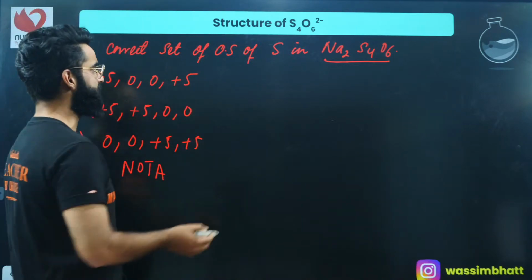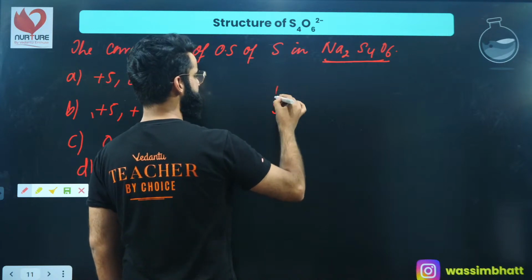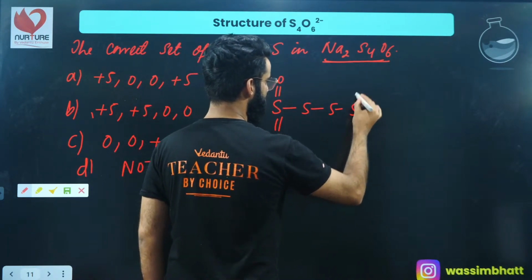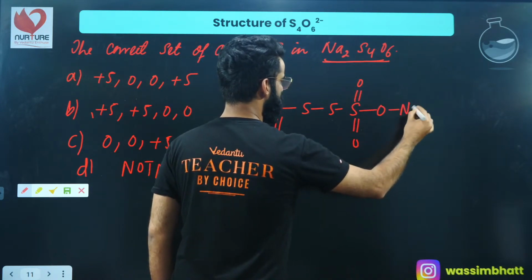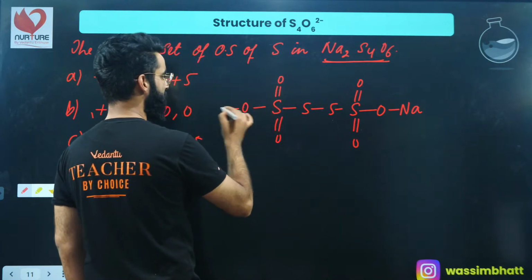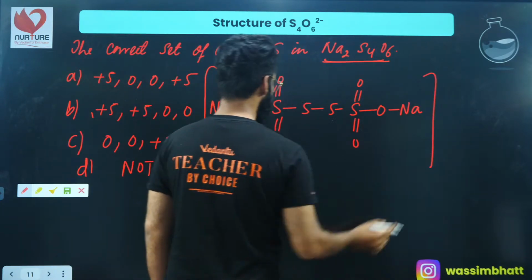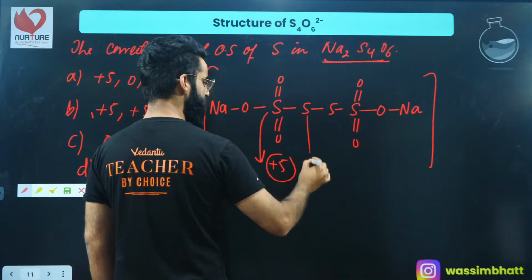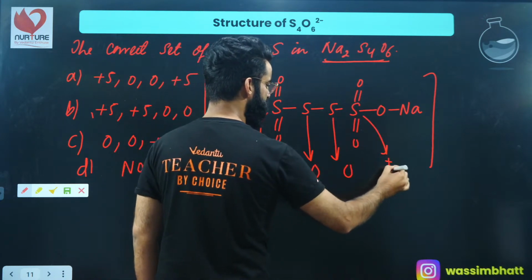Okay, see guys. You need to know the structure of Na2S4O6 first of all. This is the structure of Na2S4O6, right? And once you know the structure of Na2S4O6, you can calculate the oxidation state of this sulfur, which will come out to be plus 5. This will come out to be 0. This will come out to be 0, and this will come out to be plus 5, right?